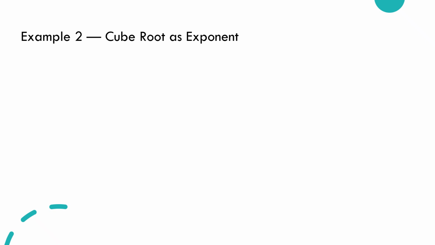Example 2. 8 to the power of a third. The denominator is equal to 3, so that means we're looking for the cube root of 8. As we learned before, the cube root of 8 is 2. So then our final answer would be 2.